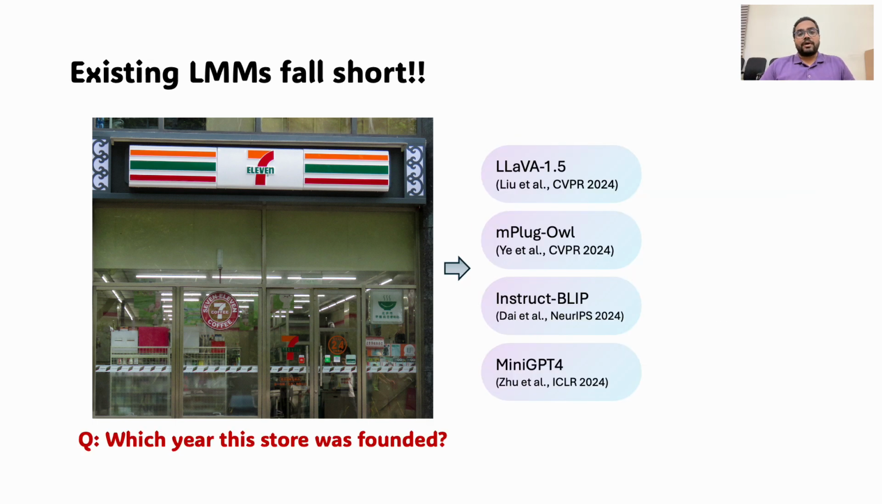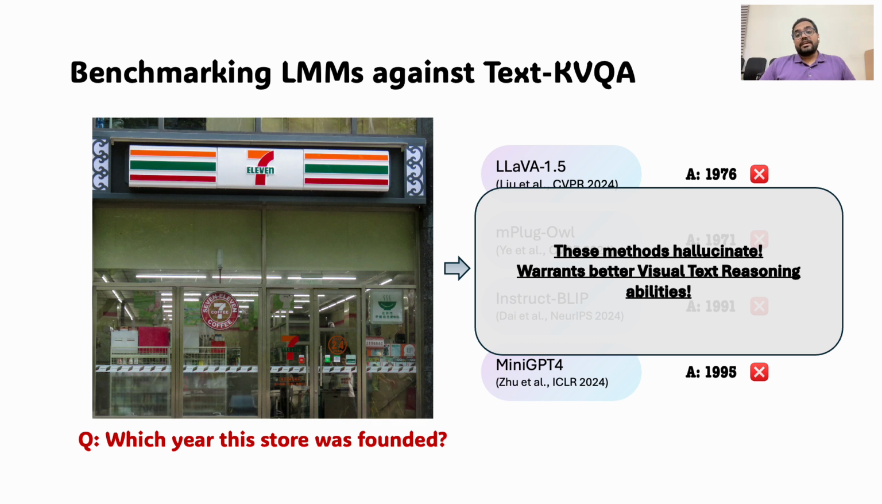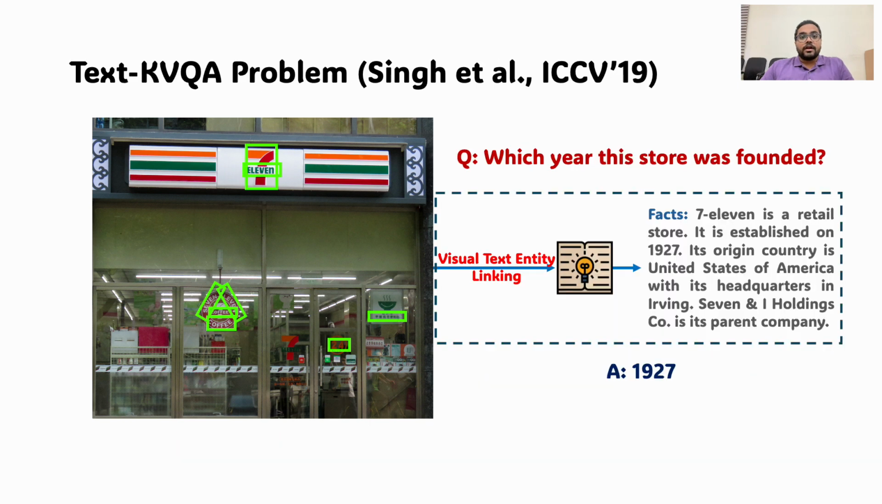Over the past years, many large-scale language and vision models have been developed, demonstrating exceptional performance across various downstream vision language tasks, including but not limited to image captioning, visual question answering, visual grounding, among others, hence making them a de facto choice for vision language tasks such as Text KVQA. However, despite their numerous advantages, they are not without drawbacks, notably hallucinations. It can be observed that these LLMs or LMMs hallucinate, warranting the need for better visual text understanding and reasoning capabilities to solve text-aware knowledge-intensive tasks like Text KVQA.